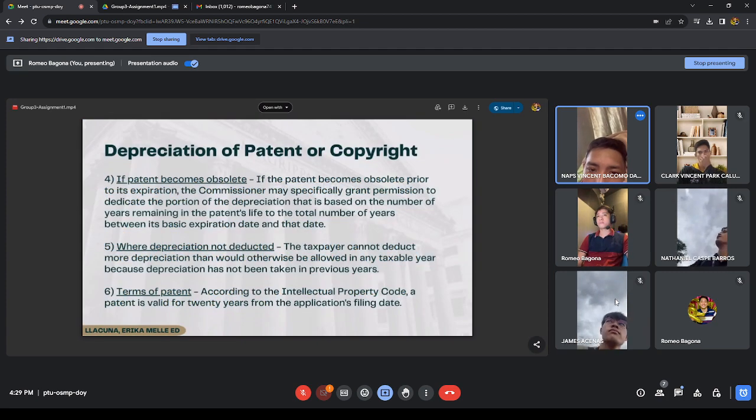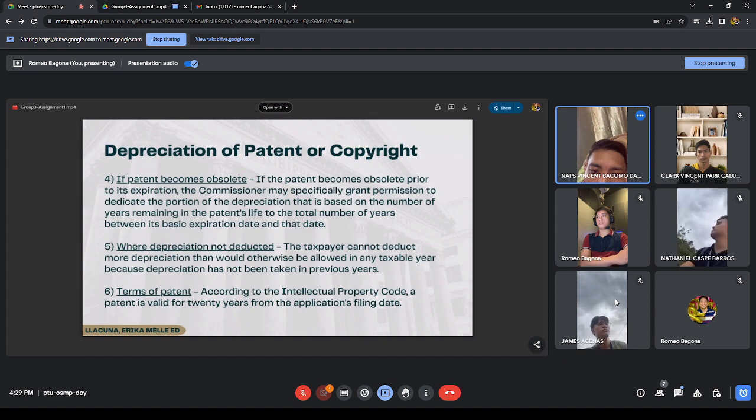What if the patent becomes obsolete? If the patent becomes obsolete prior to its expiration, the Commissioner may specifically grant permission to dedicate the portion of the depreciation that is based on the number of years remaining in the patent's life to the total number of years between its basic expiration date and that date.